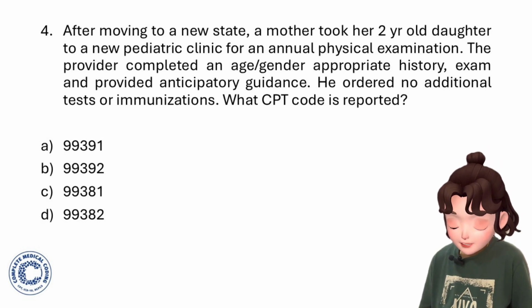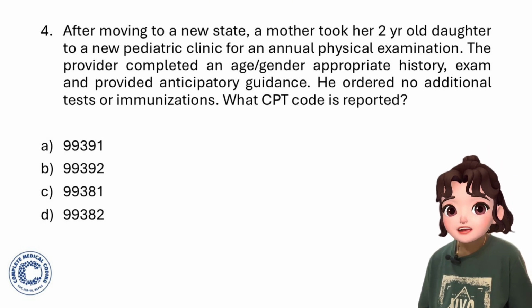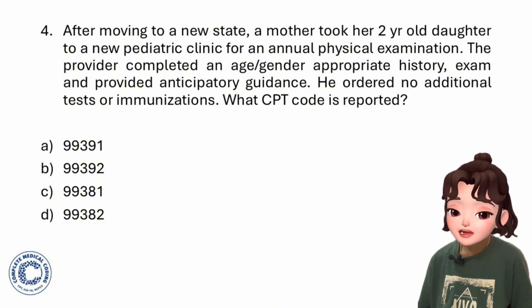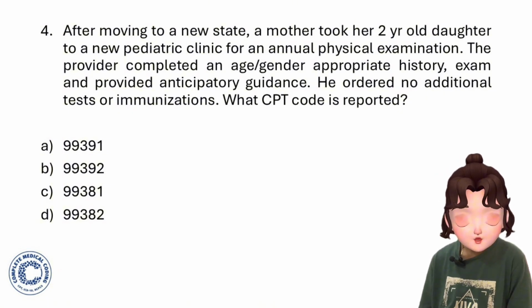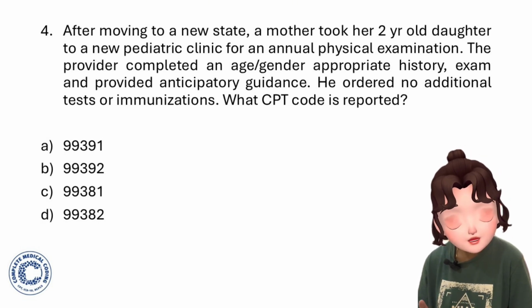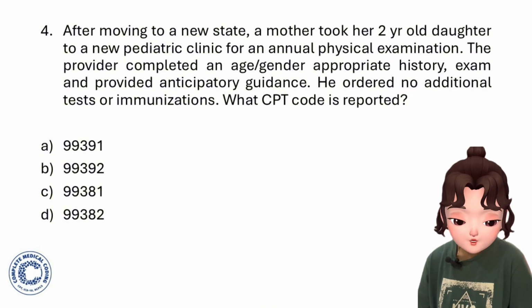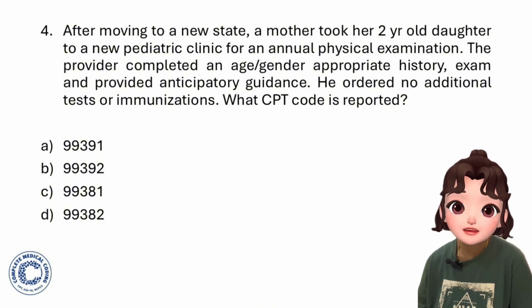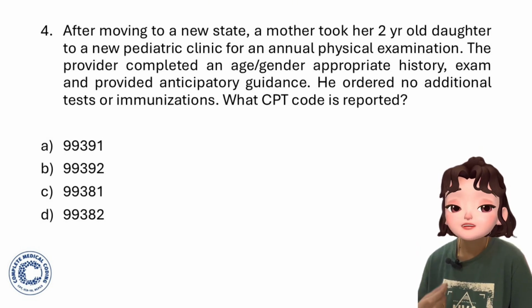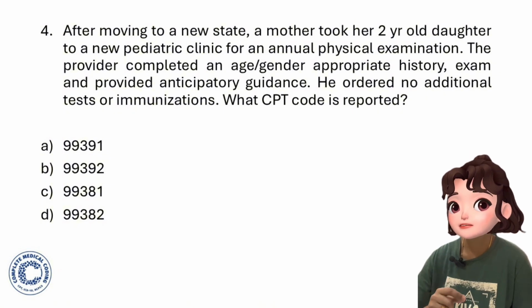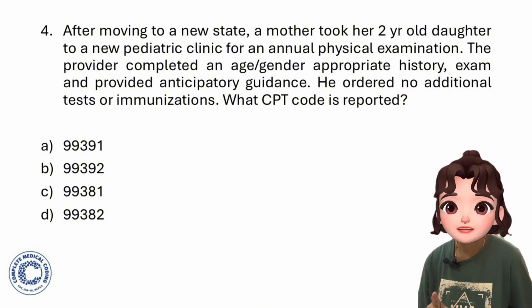Okay, let's find out the answer. 99391, 99392, 99381 and 99382. Let's find out what it is. If you check options A and B, 99391 and 99392, that is for the established patient. Same periodic comprehensive preventive medicine code, but it is for established patient. In our question, it is clearly mentioned that it's a new pediatric clinic. Patient has been taken to a new pediatric clinic. So in that clinic, that patient is new. So options A and B are wrong.